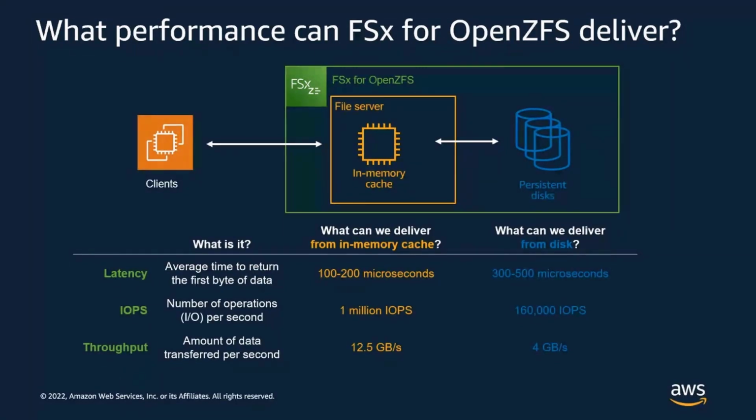And then the third dimension is throughput, of course. It's the total amount of data that can be transferred per second. And when you're accessing data from cache, FSx for OpenZFS can deliver up to 12.5 gigabytes per second of throughput, and from disk can deliver up to 4 gigabytes per second. Throughput is important more for scalable data-intensive workloads like data and analytics and machine learning with large files, where ultimately it's just about how much data you can move through the pipes.